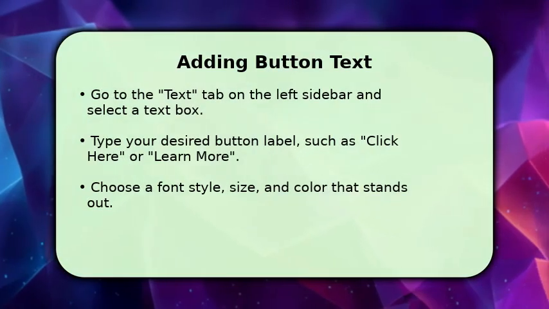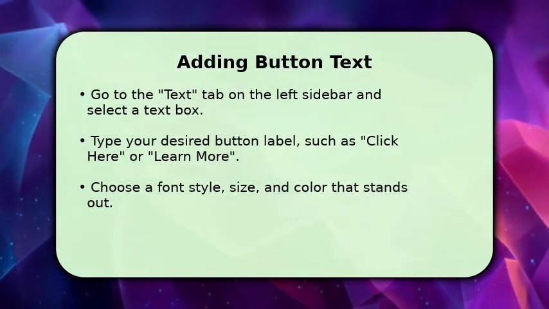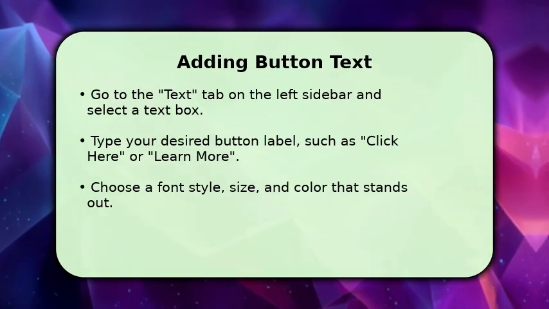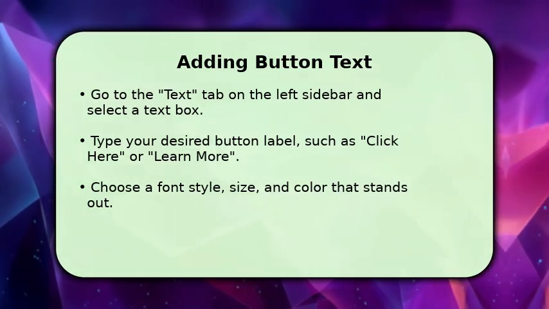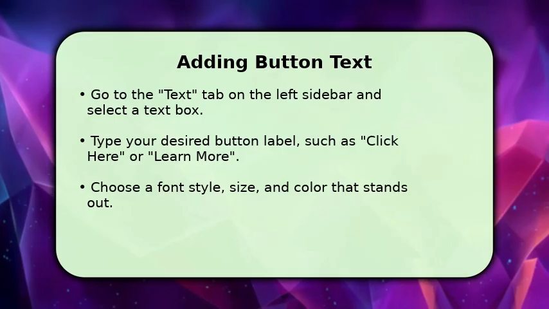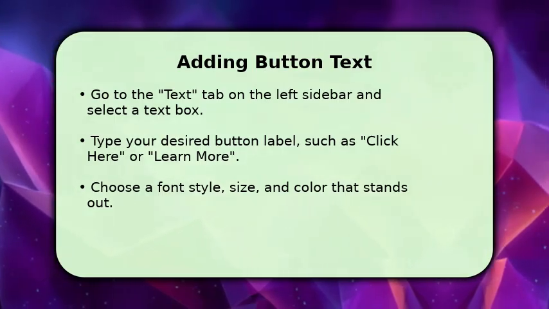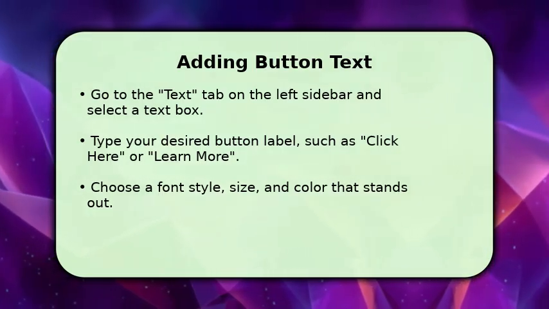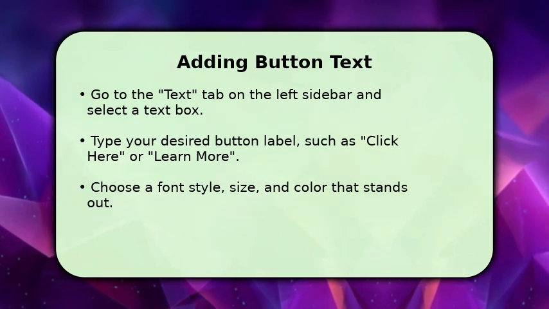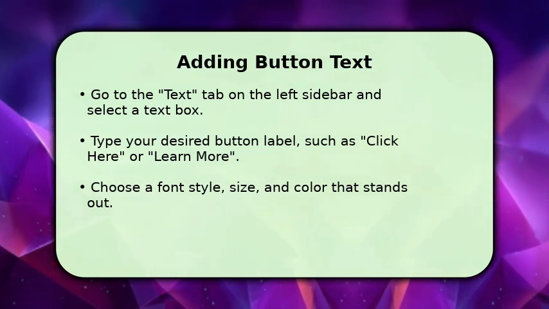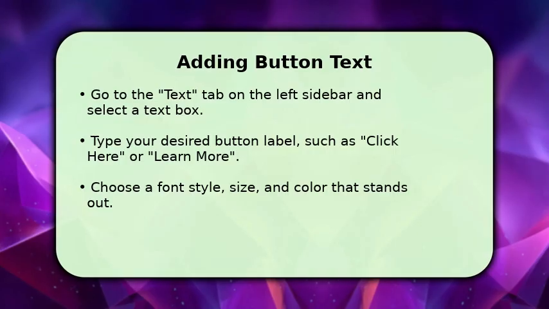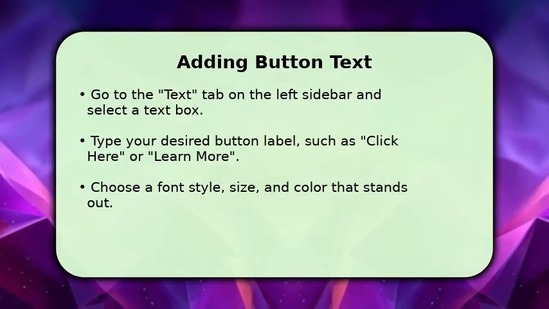Now it's time to add the text that will appear on your button. Head over to the Text tab on the left and choose a text box. Type in your call to action, like Download Now or Shop Here. Experiment with different fonts, sizes, and colors to ensure your text is clear and readable. Make sure to center the text perfectly over your button shape for a professional look.